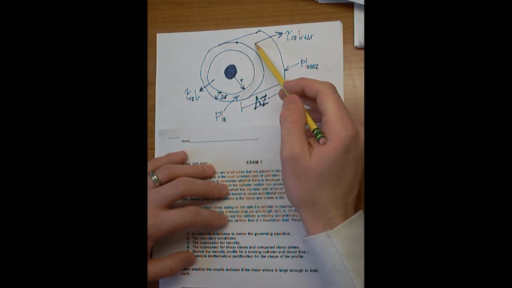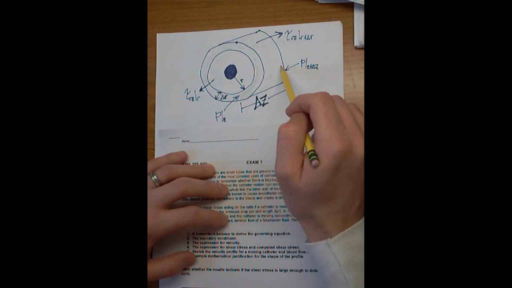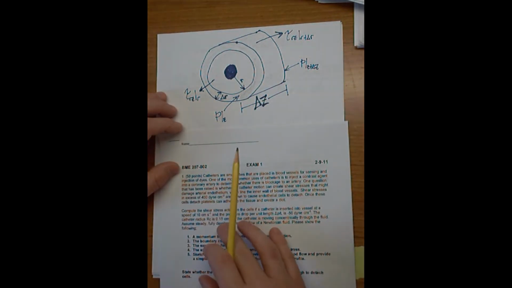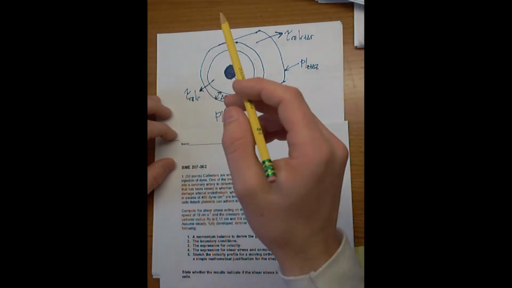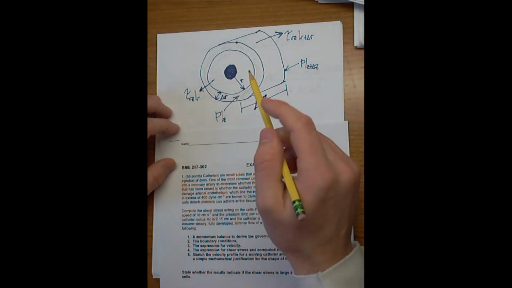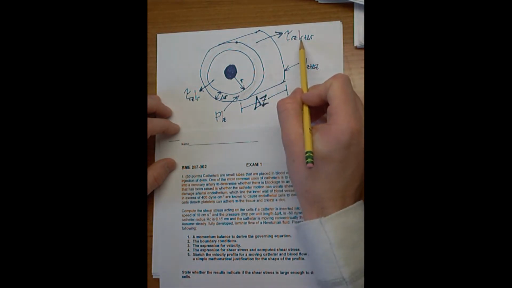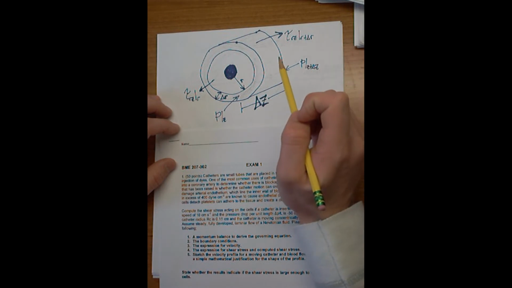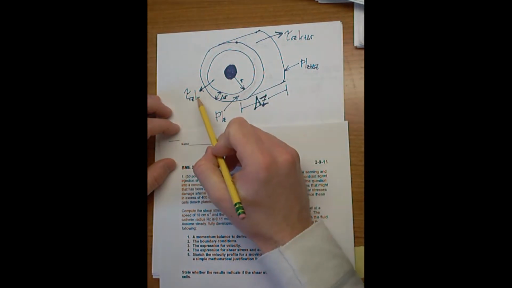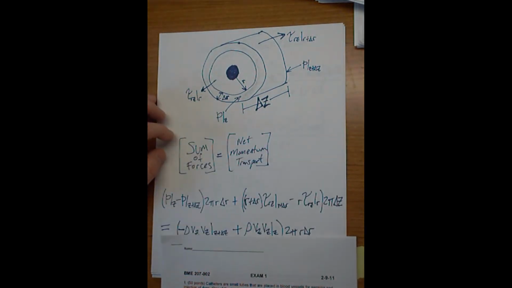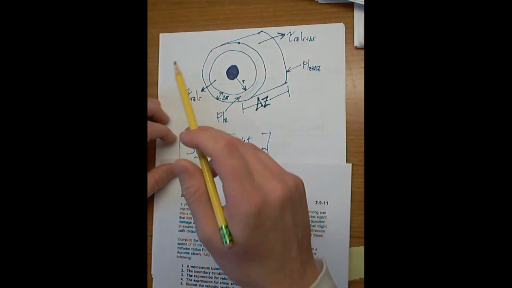And so these walls right here that it's actually acting on, we can see it to be delta Z times either r plus delta r for this, or r for this inner part. And then 2 pi for the whole circumference.